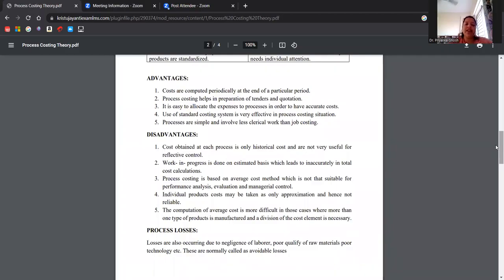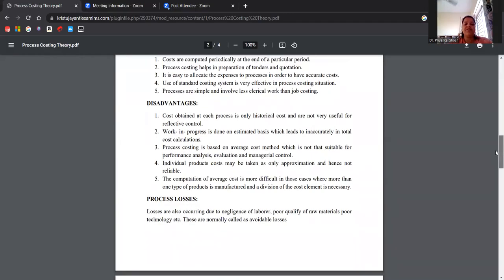Advantages: costs are computed periodically at the end of each particular time. Process costing helps in the preparation of tenders and quotations. It is easy to allocate the expenses to processes in order to have accurate cost. Use of a standard costing system is very effective. Processes are simple and involve less clerical work than job costing.